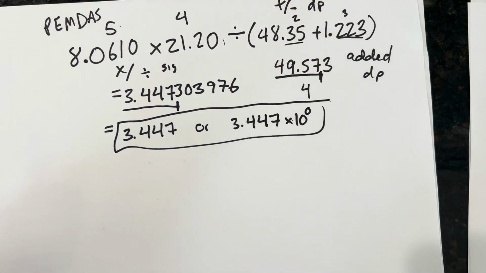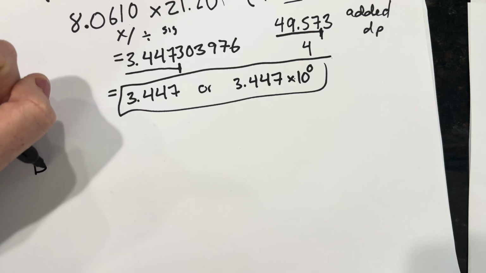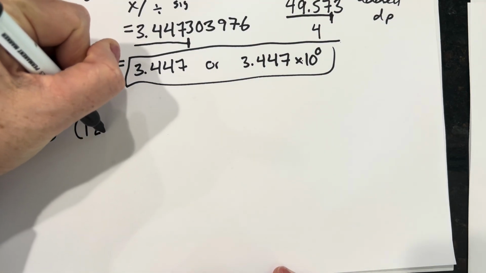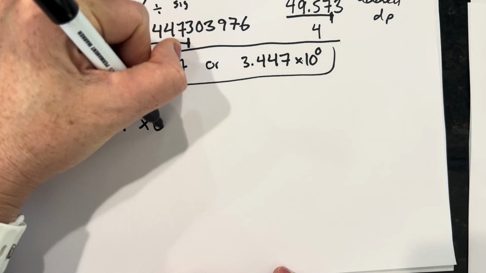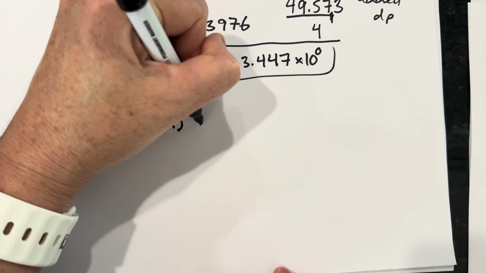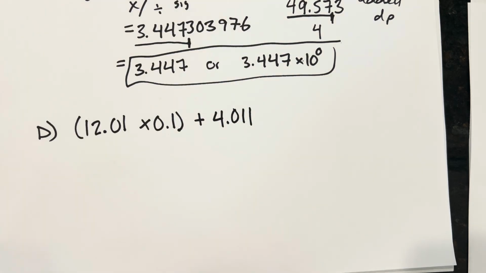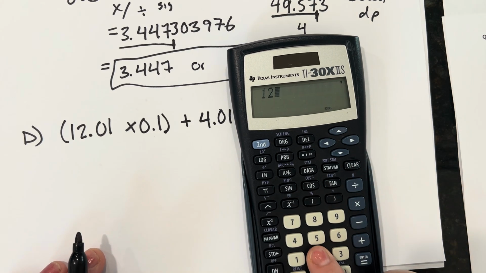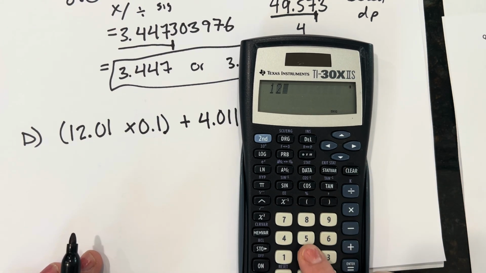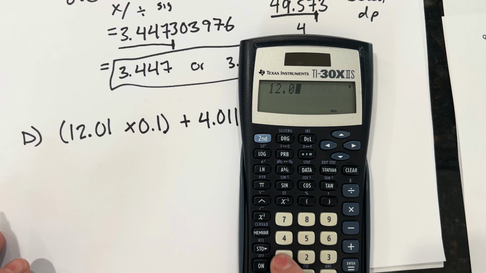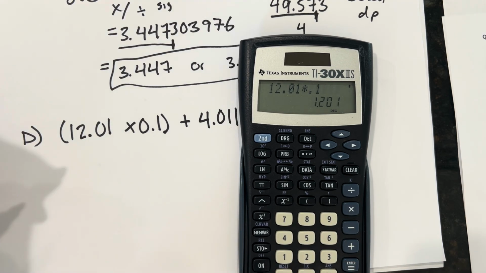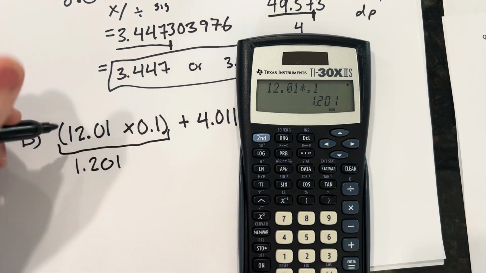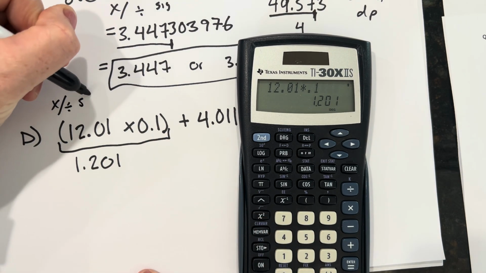All right. Now we're getting down to part D. Part D, we have something similar. 12.01 times 0.1, to which we're going to add 4.011. We're going to do our parentheses first. So 12.01 times 0.1 should give you 1.201, right? But we multiplied or divided, so when we multiply or divide, we look at sig figs, right?